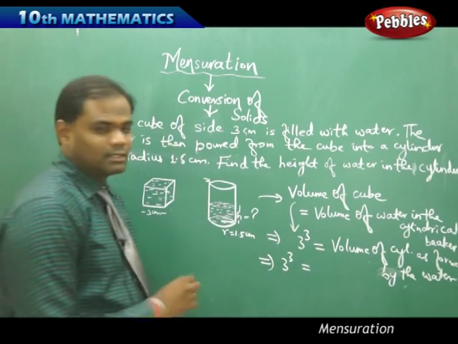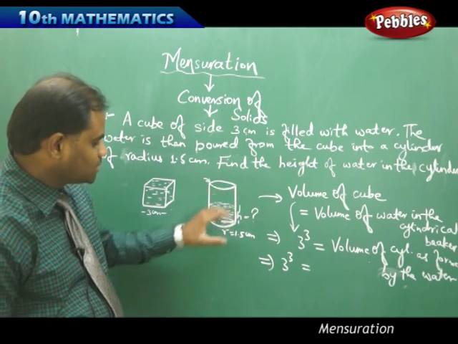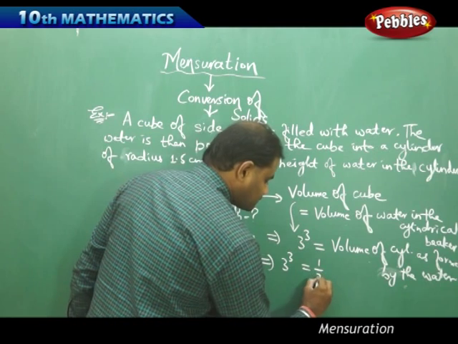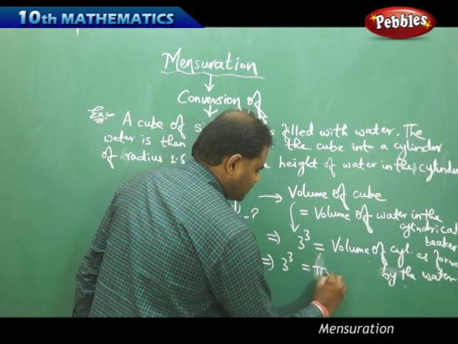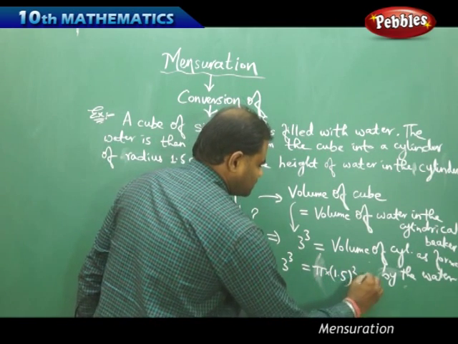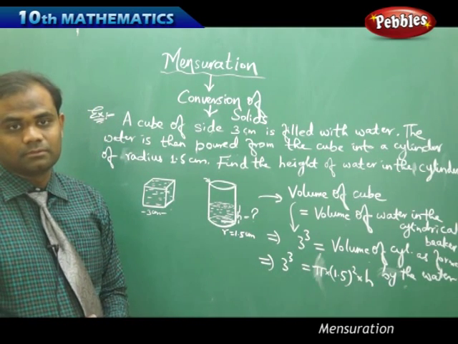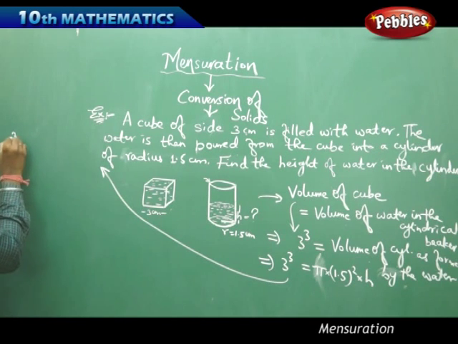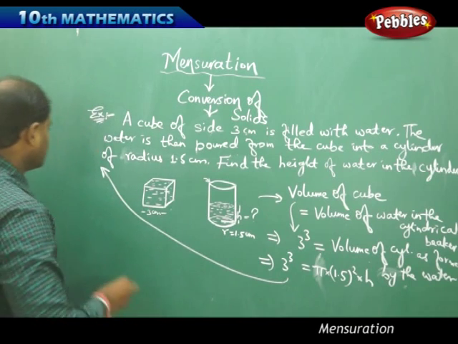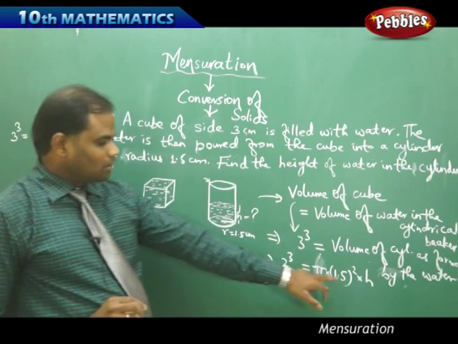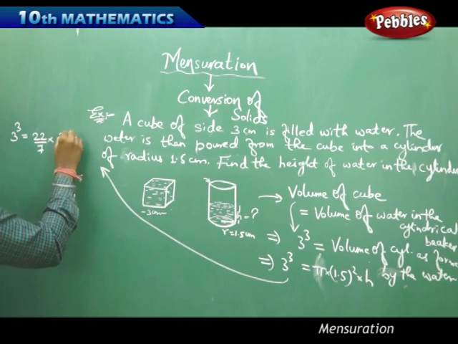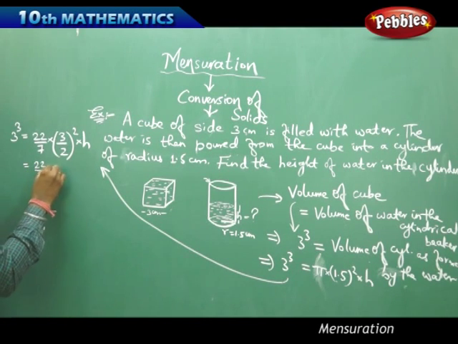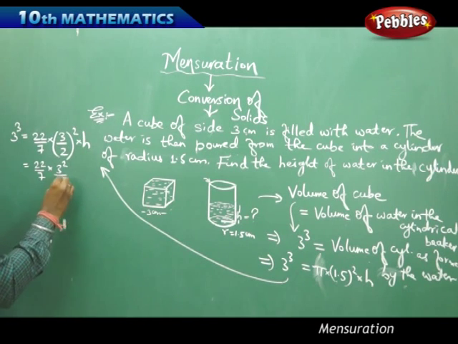Now the volume of cylinder we know is pi r square h. If the height of the water is h and the radius is 1.5 centimeters, then the volume of cylinder occupied by the water is pi r square times h. So proceeding from this, I get an equation: 3 cube equals pi, which we take as 22 by 7, times 1.5 whole square. I can write 3 over 2 whole square times h, because 3 by 2 is 1.5. I write this because the next step would be 22 by 7 times 3 square by 2 square, or 4, times h.